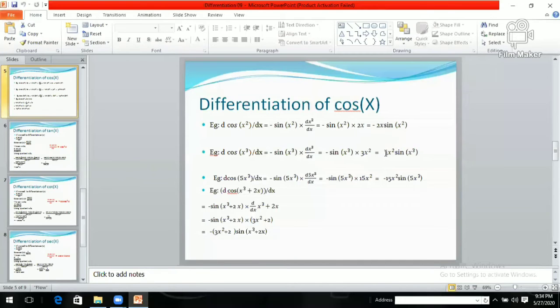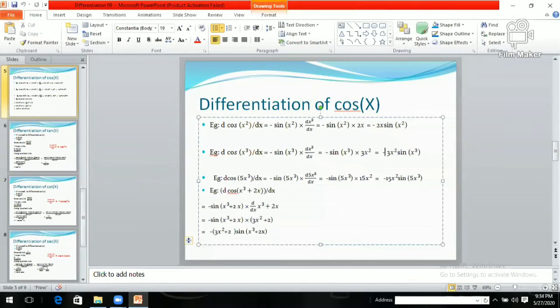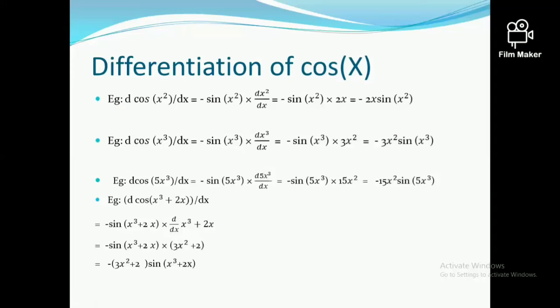Hopefully there's a minus sign missing over here. Right. Then if you differentiate cos 5x cube, the answer is minus sine 5x cube, then differentiate 5x cube. If you differentiate 5x cube, the answer is 15x squared. Therefore, your final answer turns out to be minus 15x squared sine 5x cube.